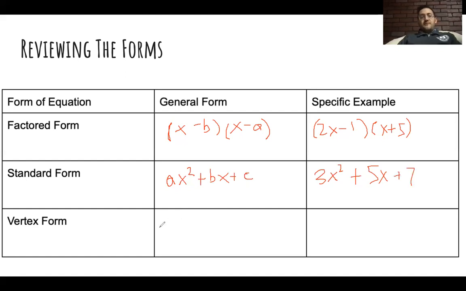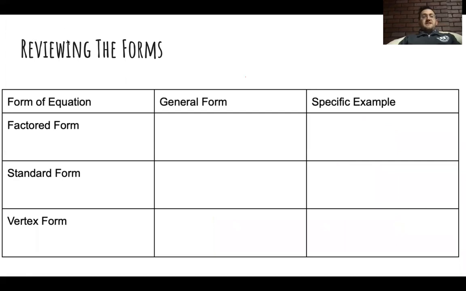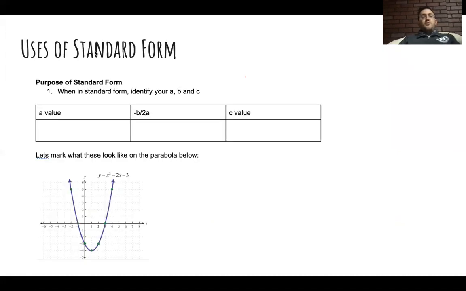And the vertex form, like the standard form, has an a, but we can read off the vertex of the parabola. So I could have, for instance, 2 times x minus 4 squared plus 3. So these are the major forms of quadratic. We're really going to hone in today on our end destination, which is standard form.